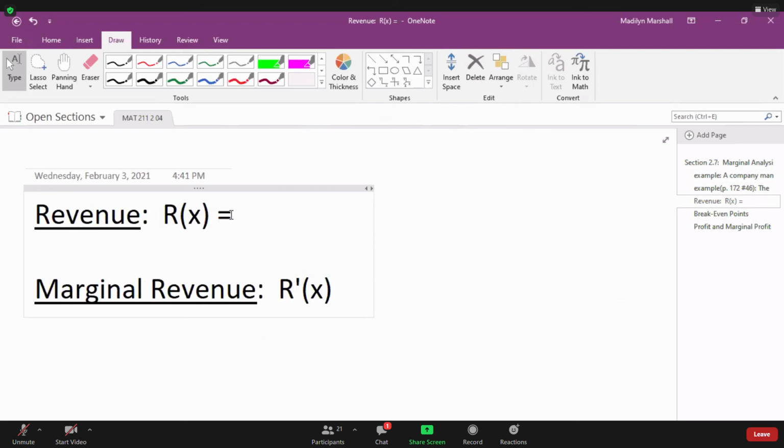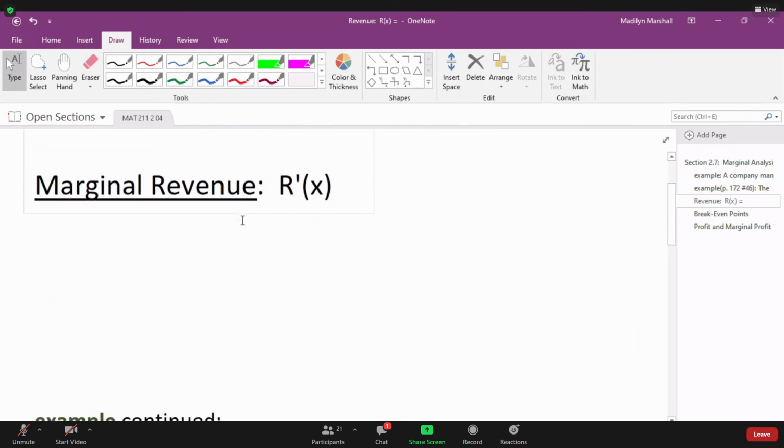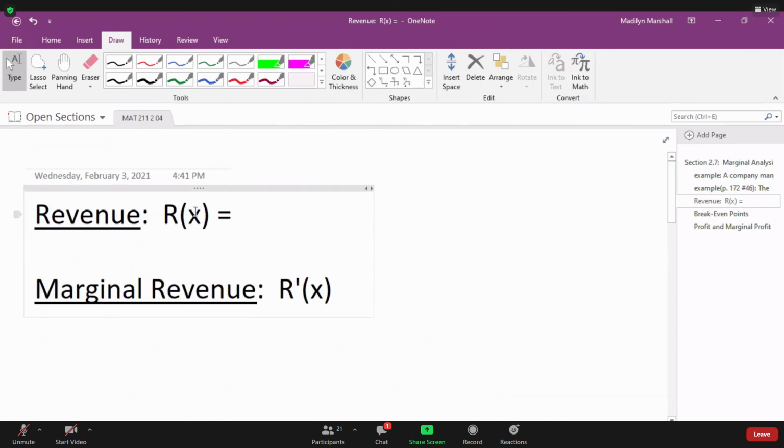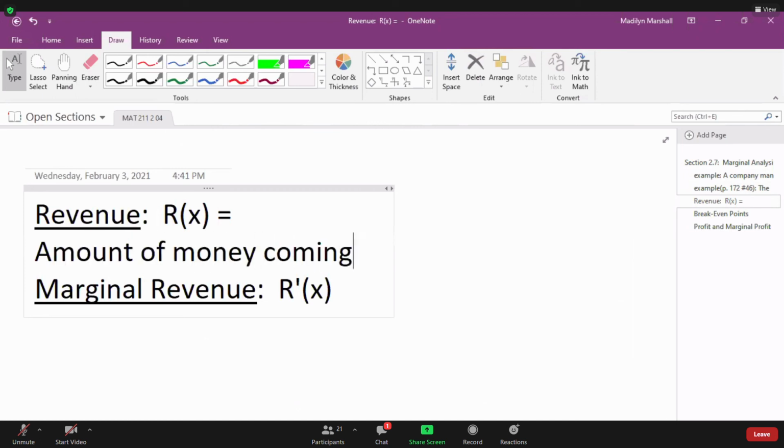So what is revenue in words? Real quick, is this part of B still, or are we moving on to C? Oh, it is not part of B. We are going to get to C in just a moment. So this is a little interlude before we get to C. It's not part of B though. Revenue is the amount of money coming in before expenses. Yes, exactly.